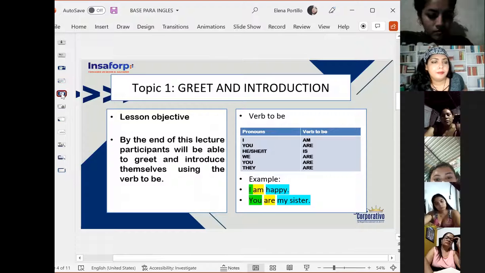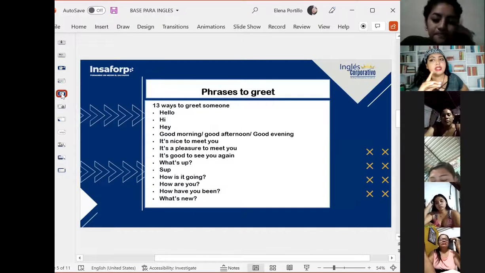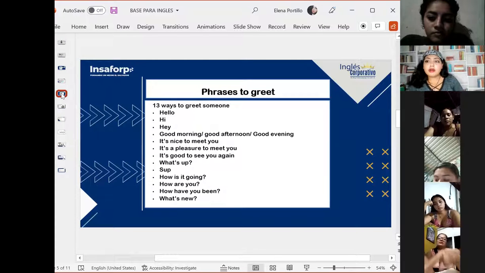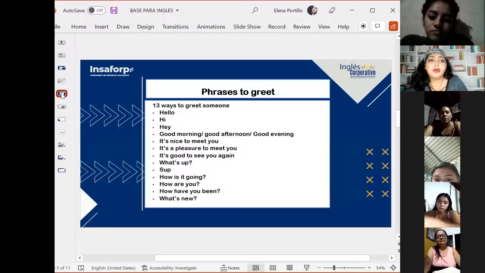So, we have here, vamos a ver las frases y leer las frases para saludar. Luego vamos a leer la conversación. Esa conversación ustedes la van a encontrar también en la plataforma. Vamos a explicar un poco de los usos del verbo to be en esa conversación y luego vamos a hacer el ejercicio. So, phrases to greet, frases para saludar. We have 13 ways to greet someone. 13 maneras de saludar a alguien.